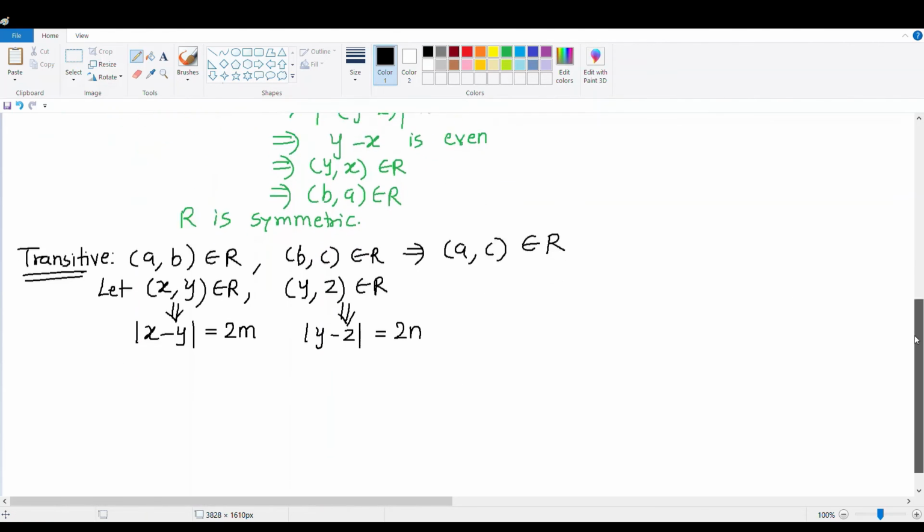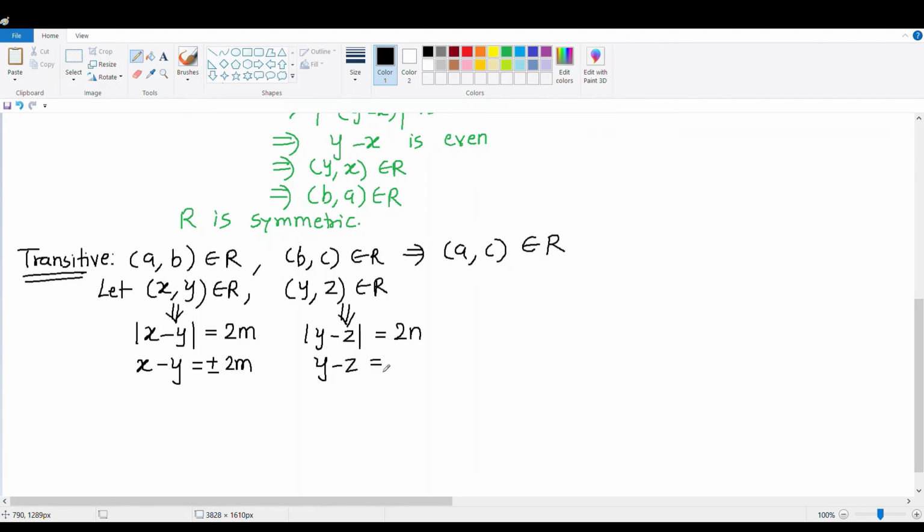And if I want to get rid of this absolute value sign, then I am just going to do x minus y equals plus minus 2m and y minus z is equal to plus minus 2n. Our aim is to show a comma c. In this case, in the xyz case, we want to show x and z, we want to get rid of y. We want to eliminate y. So how can we eliminate y from this and this equation?